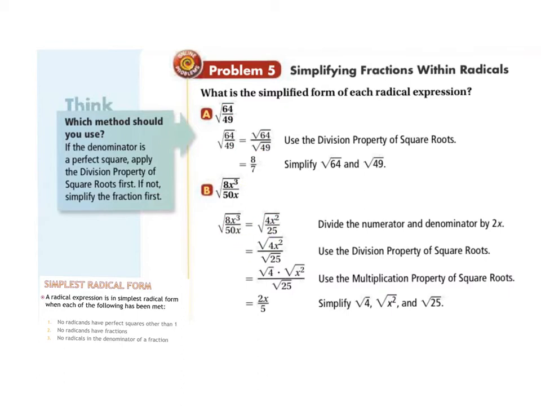Now we can split it up into 4x squared over 25, and again, square root of each. In the top, we can take out the perfect squares of 4 and x squared, making them 2x. The bottom, square root of 25, is 5. That would be the simplified form there.